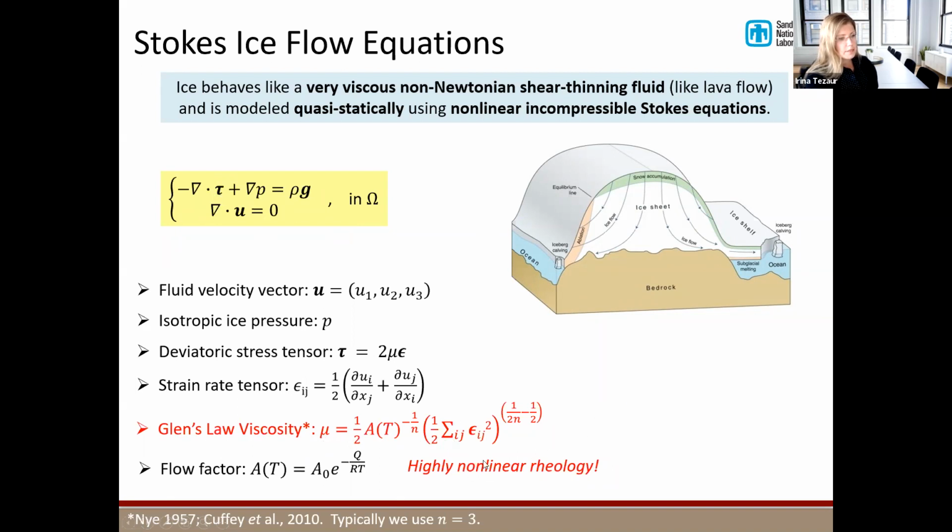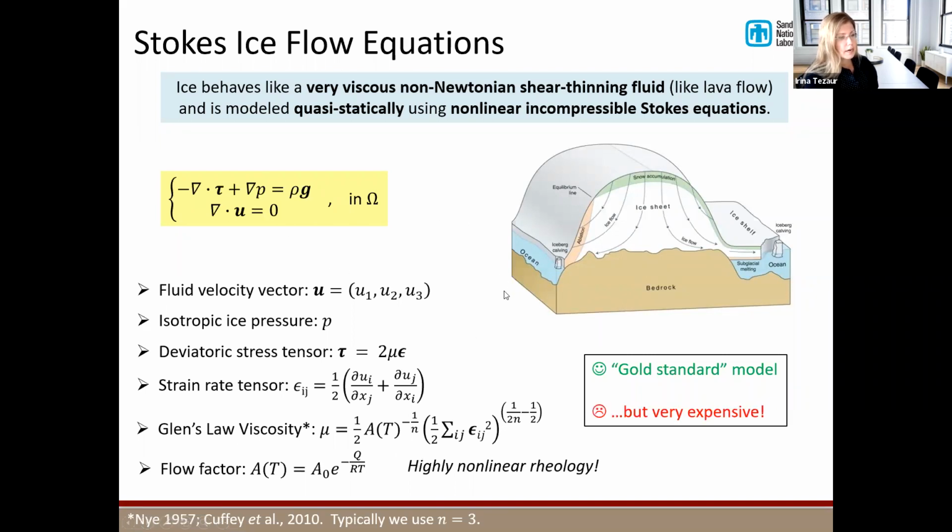And then you also have this nonlinearity in the strains. And so this makes this very challenging to solve. Now I mentioned that this is the gold standard model, so that's great. Unfortunately, this model ends up being pretty expensive to solve at the continental scale. So you have 4 unknowns per grid cell. This would translate to a saddle point problem.